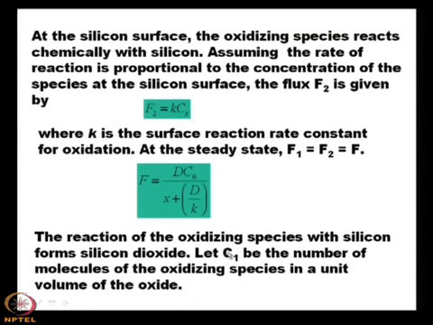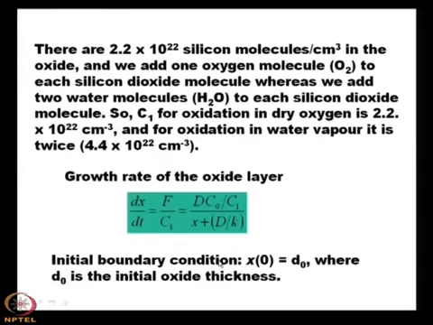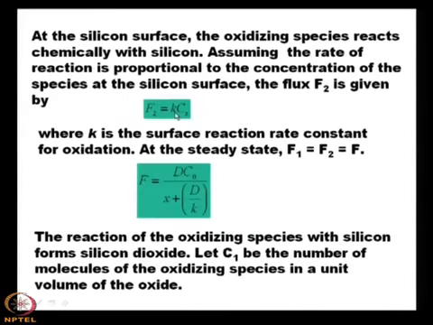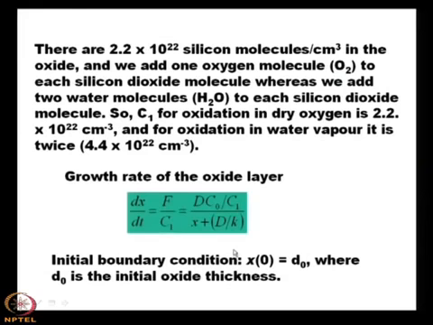Remember that this C1 we have assumed is the number of molecules of the oxidizing species in a unit volume of oxide. Then we must be interested in the value of C1. So, there are 2.2 x 10^22 silicon dioxide molecules per cubic centimeter in the oxide, and we add one oxygen molecule to each silicon dioxide molecule, whereas we add 2 water molecules to each silicon dioxide molecule.